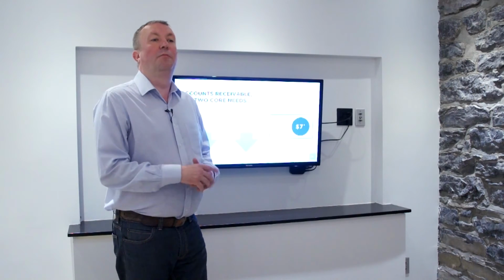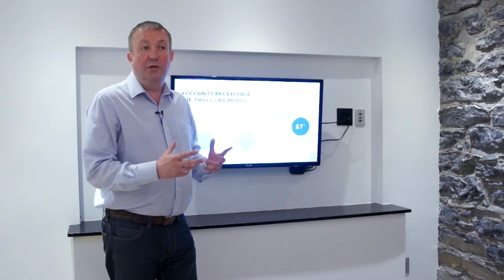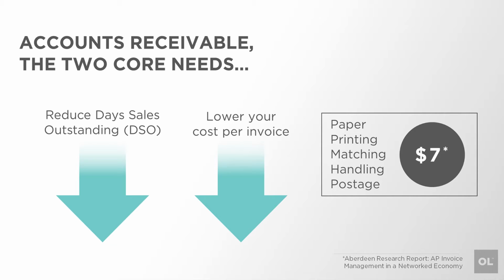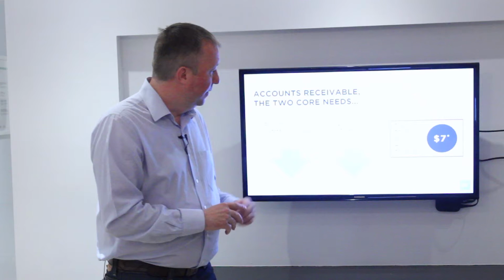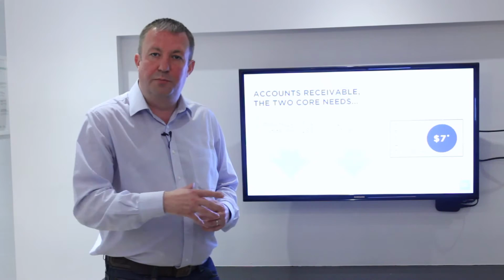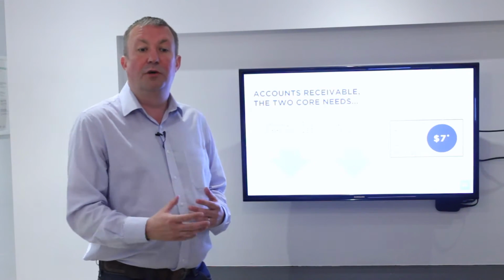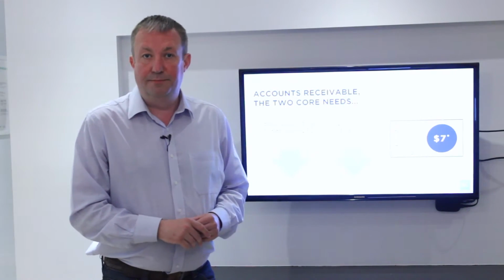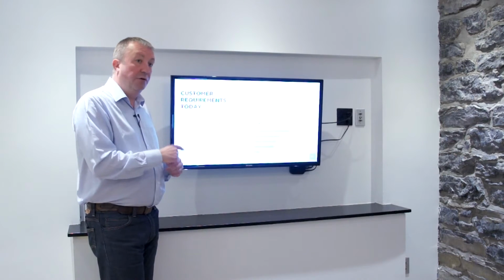So as an accounts receivable manager in the organisation, you may have two issues that you want to deal with. The first one is how long it takes for your invoices to get paid, but also about the cost of those invoices going through the organisation. The Aberdeen Group suggests that the whole cost of producing a single invoice may be as much, if not more, as $7.